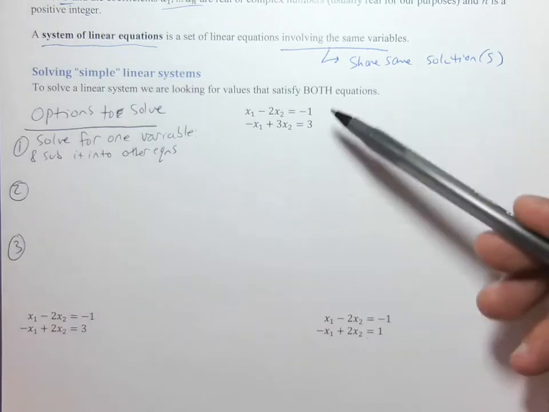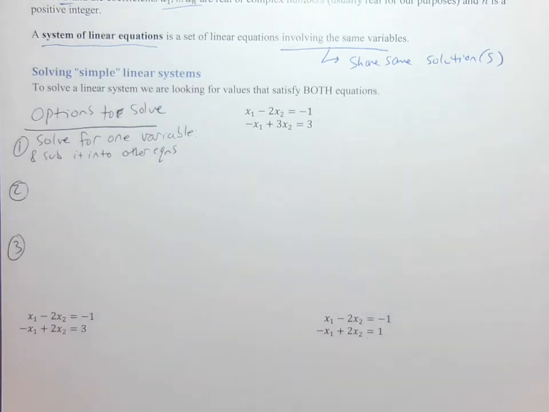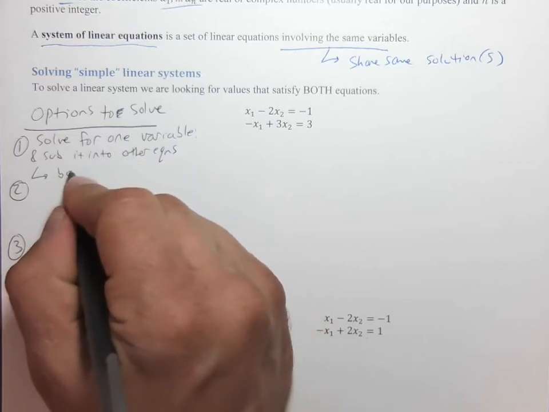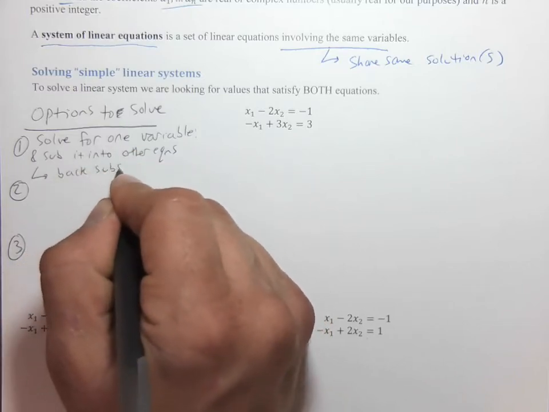That's kind of easy to do when you have 2 equations and 2 variables, but when you have a whole bunch of equations or a whole bunch of variables, it becomes really, really cumbersome to do that. So it's not recommended for most systems. That's called back substitution, though.